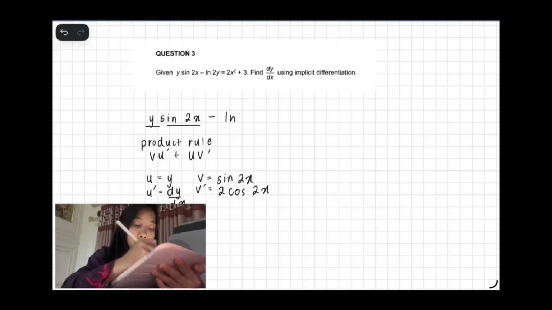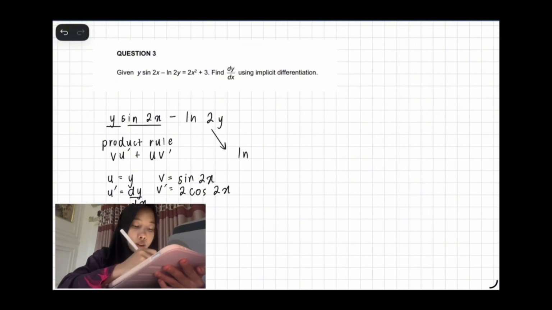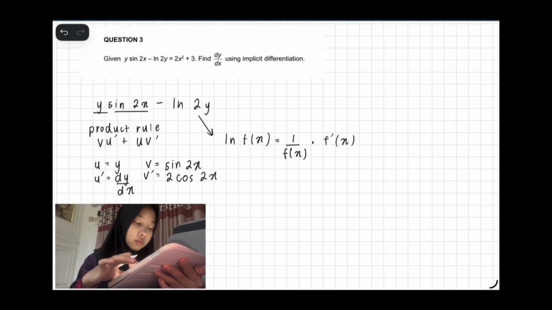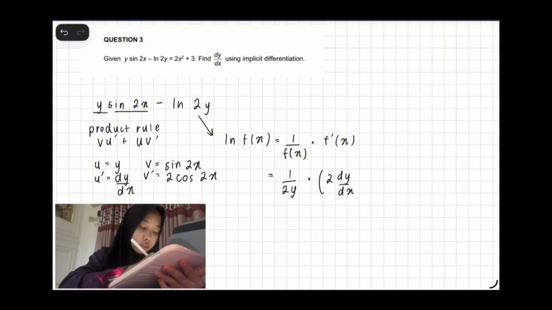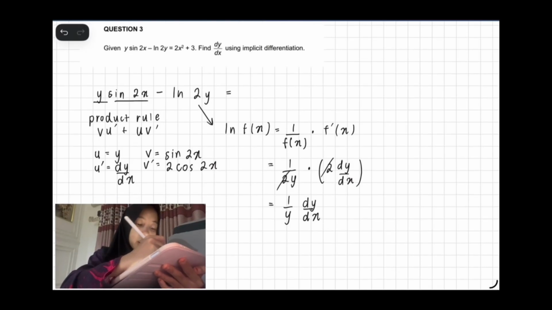And for ln 2y, we have to differentiate it using the formula of derivative, which is ln f(x) equals 1 over f(x) times f prime(x). So here we get 1 over 2y times 2 dy/dx. We can cancel 2 and it becomes 1 over y dy/dx. And on the right side, 2x squared plus 3, we differentiate it and it becomes 4x.